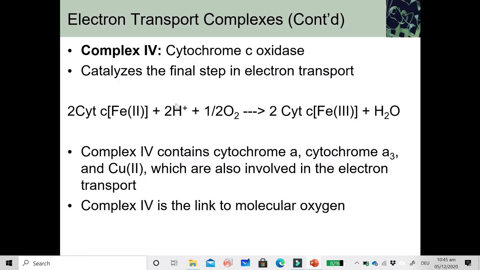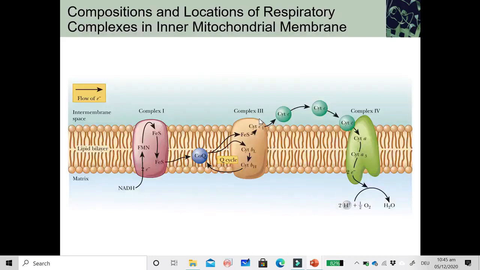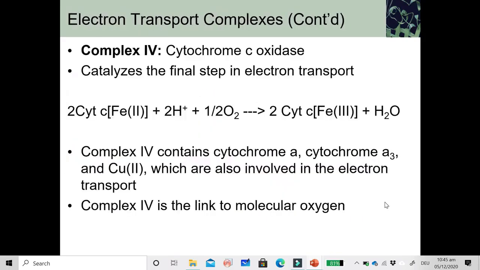This is the overall reaction, though the reaction actually happens through a number of steps, where cytochrome A is reduced, cytochrome A3 is reduced, and then ultimately oxygen is reduced to water. Complex 4 contains cytochrome A, cytochrome A3, and copper 2+, which are also involved in the electron transport. So complex 4 is the link to molecular oxygen.